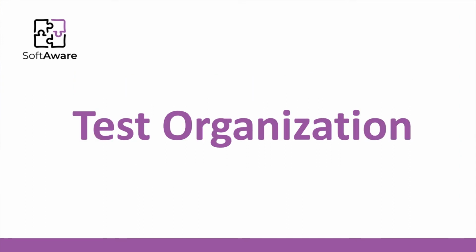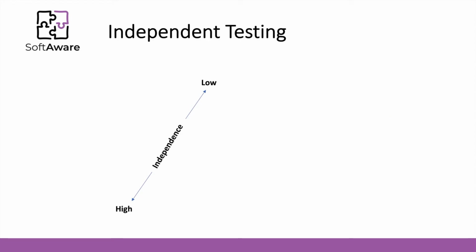Let's start with test organization. A certain degree of independence makes the tester more effective at finding defects. When the developer tests, he is connected to the object under test, the code, and cognitive biases occur. On the other hand, a tester has no connection to the code. Nevertheless, having direct knowledge of the code allows developers to efficiently find many defects in their own code.